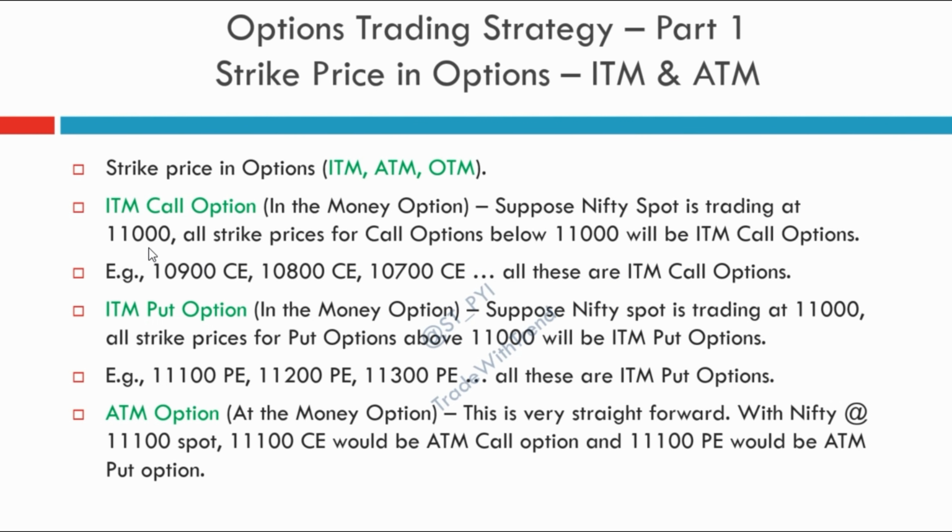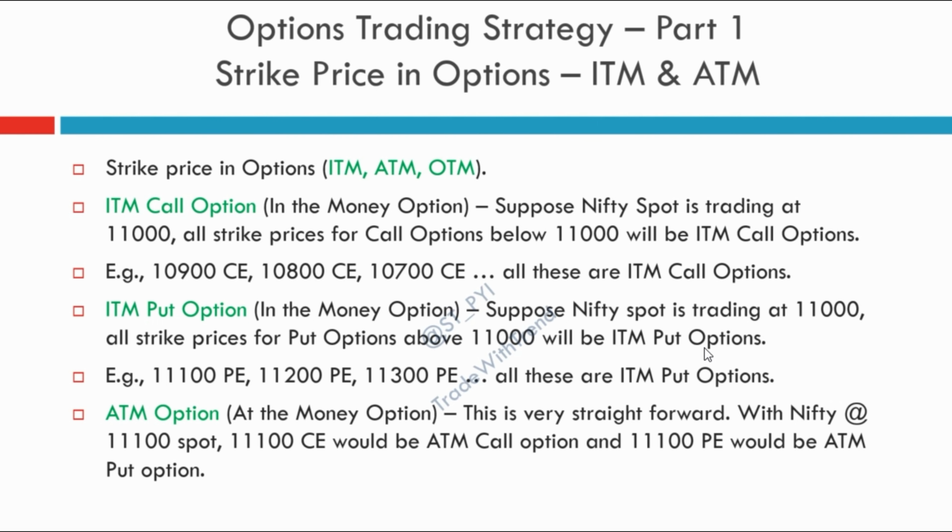All these options that are below this strike price level, below the spot level, will be in the money call options, right? I hope this point is clear. Similarly, let's come to the in the money put option. Assuming that Nifty is trading at 11,000, all the strike prices that are above 11,000 would be in the money put options. Why again?